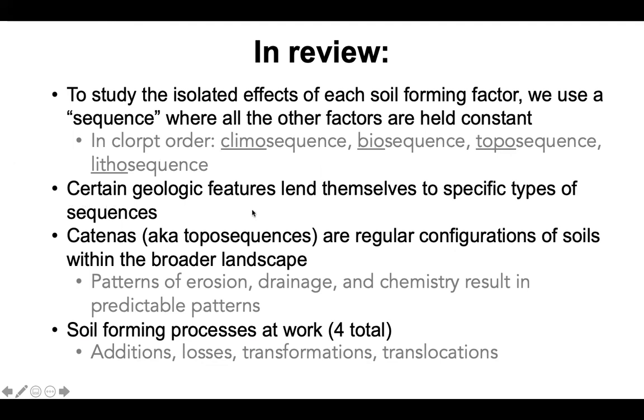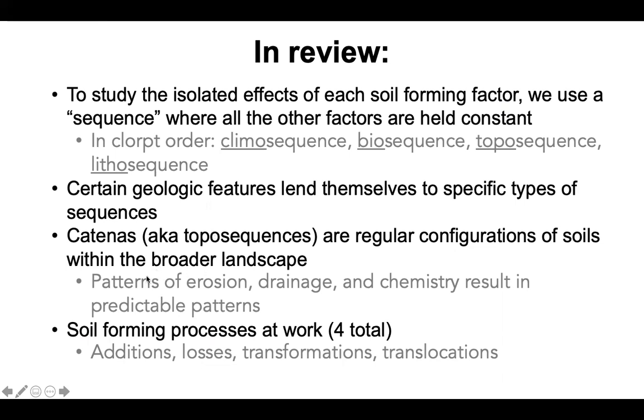Now, certain geologic features lend themselves to specific types of sequences. We talked a little bit about this. So, for example, a glacier retreating gives us a nice chronosequence, because we know when the glacier was in different places, and it's retreating at a fairly consistent rate. So that would be a chronosequence. Similarly, when we have a hill, we know that the topography is varying, so that would be a toposequence.